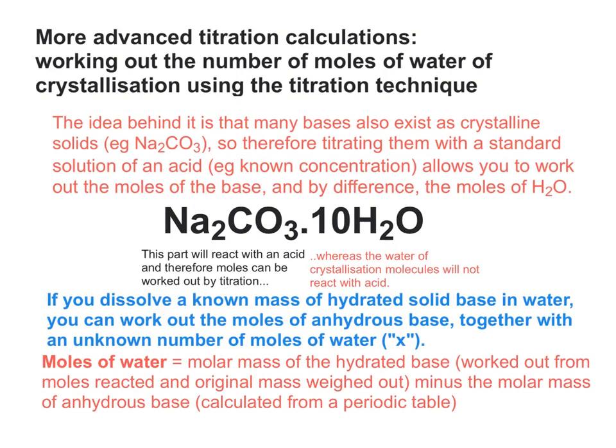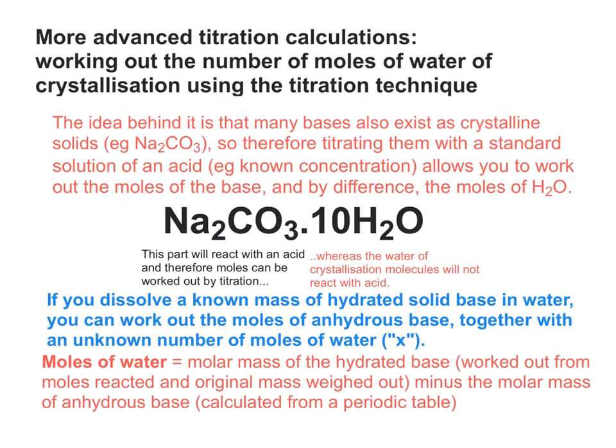The key to allowing this to be calculated is to realise that the molar mass of the hydrated base, in this case the whole Na2CO3.10H2O, can be worked out from the moles that you have found react in a titration and the original mass that you weighed out. So moles equals mass over Mr, which can be rearranged. Once you've got the molar mass of the hydrated base, you can take away the molar mass of the anhydrous base, which is just the Na2CO3 bit. You can work that out from the periodic table. The Mr of water is 18, so how many times does 18 go into that difference? That tells you how many moles of water, and therefore the value of X.